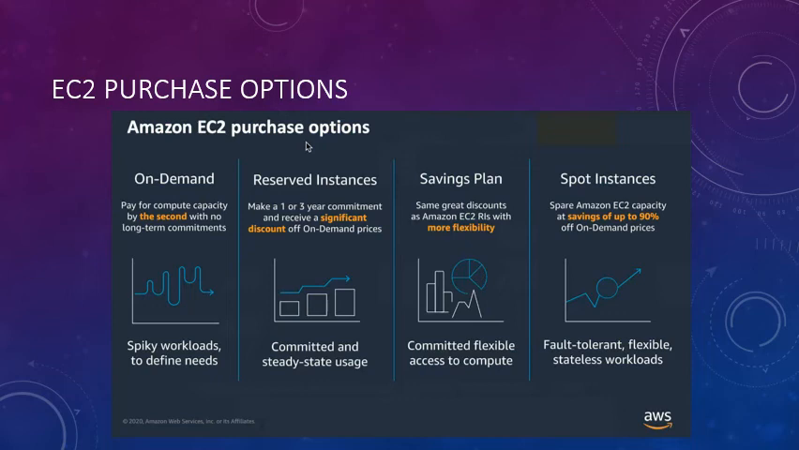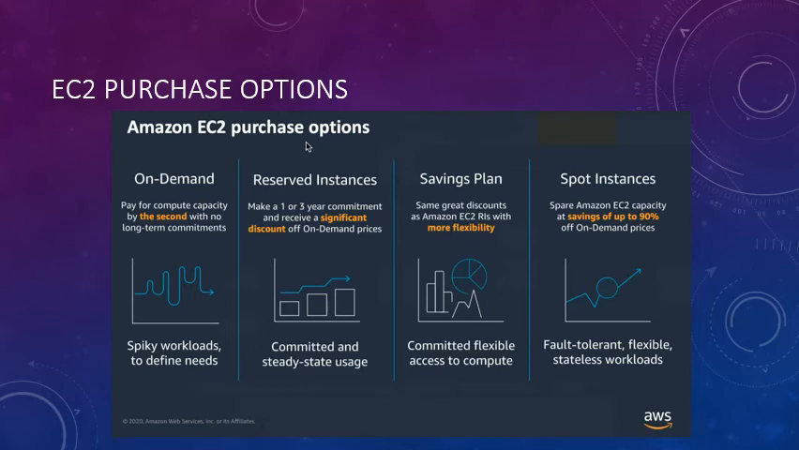And if you say 3-year commitment, you might get even more discount, like 70% discount. It can be a really significant discount. It depends on the time of when you order this, how much discount you're going to get. It goes up and down all the time. The savings plan is another option.